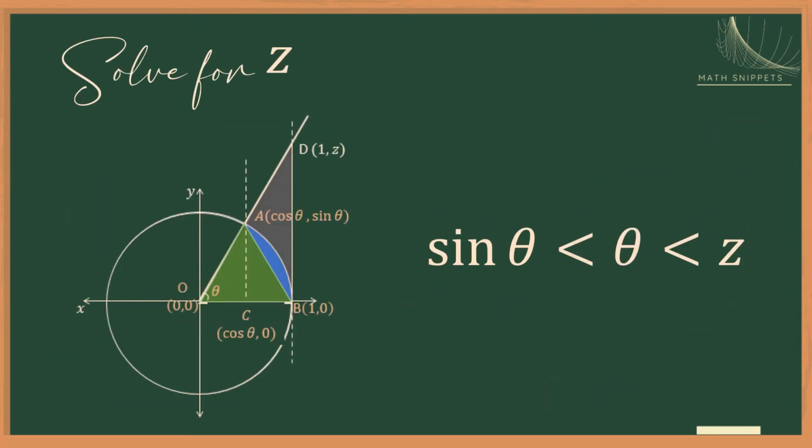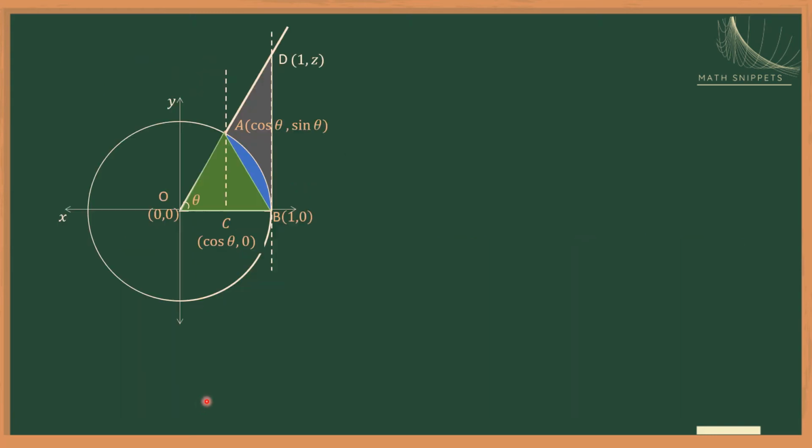So let's establish this for us to find Z. We have the inequality sine theta less than theta less than Z. And now we will solve for the value of Z. Okay, so let's look at triangle AOC. I'll color it yellow so that it's obvious. And then let's compare this with triangle DOB.